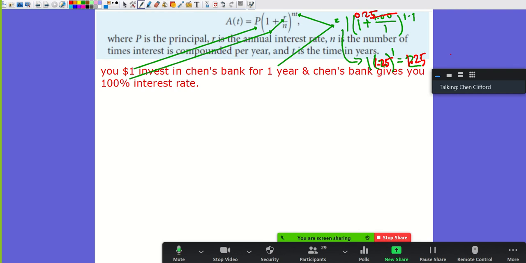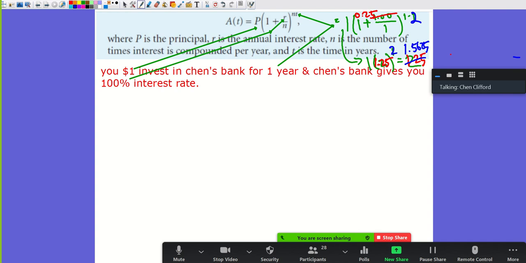Let's play around with some more numbers. Let's keep it the way it is. Let's pretend this were 2. If you kept it in my bank for 2 years, then you would change t to 2, and this would be 2. Then this would be 1.25 squared, whatever that is. That would be 1.5625.